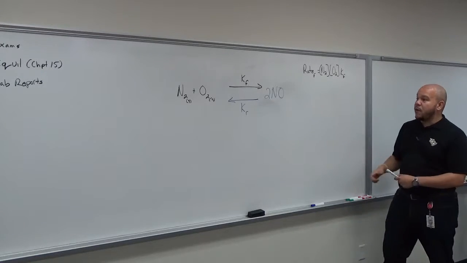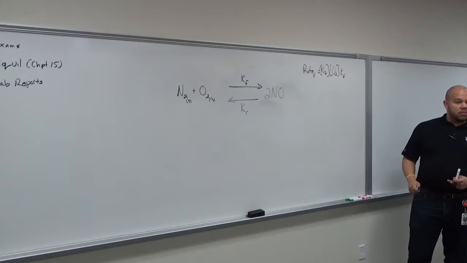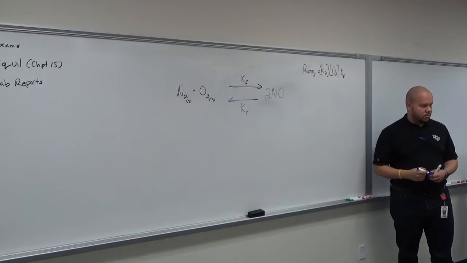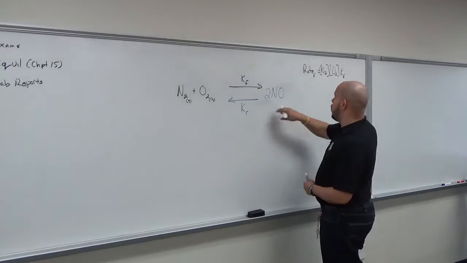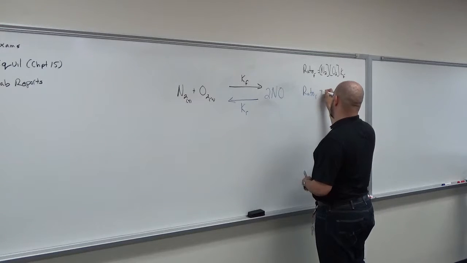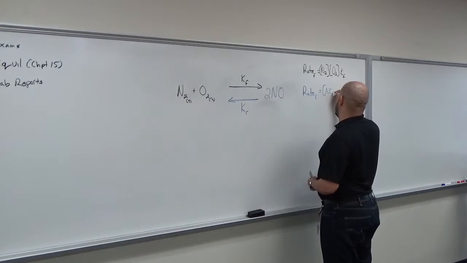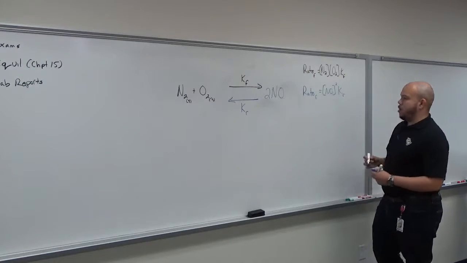Now, if we look at the reverse reaction, what is the order of the reverse reaction? Second order as well. It is elementary, but we have two NOs. So we have the rate of the reverse, which is equal to NO squared, Kr.